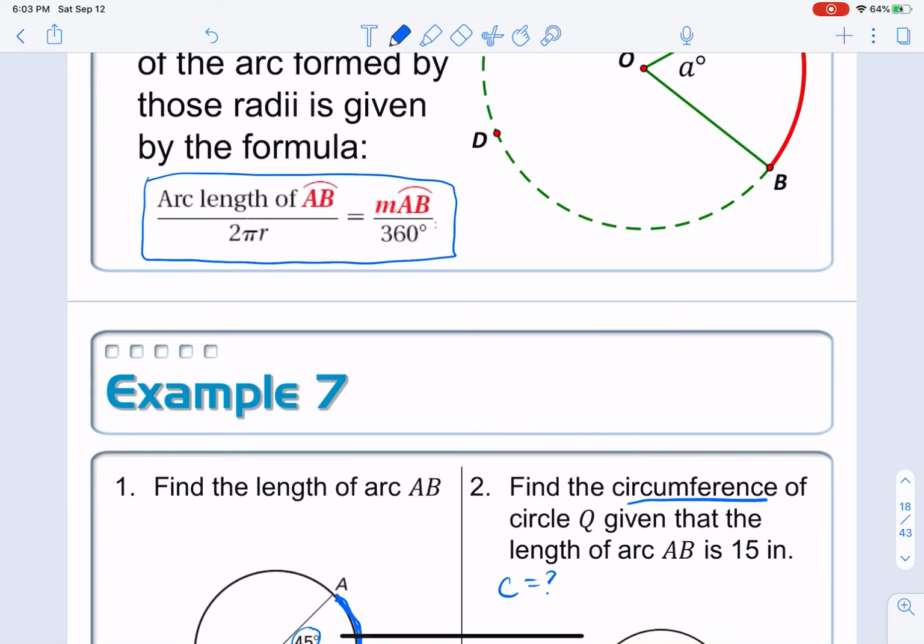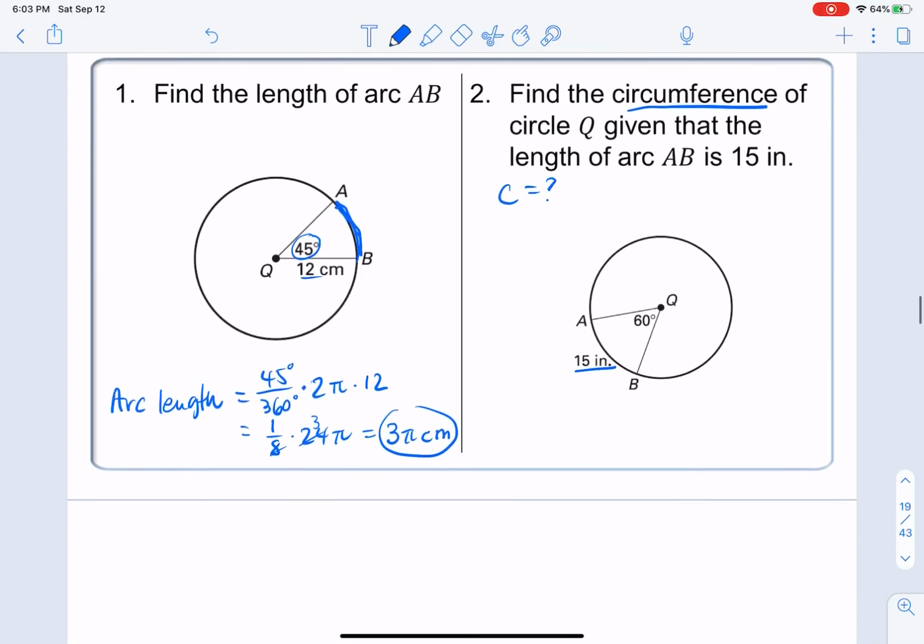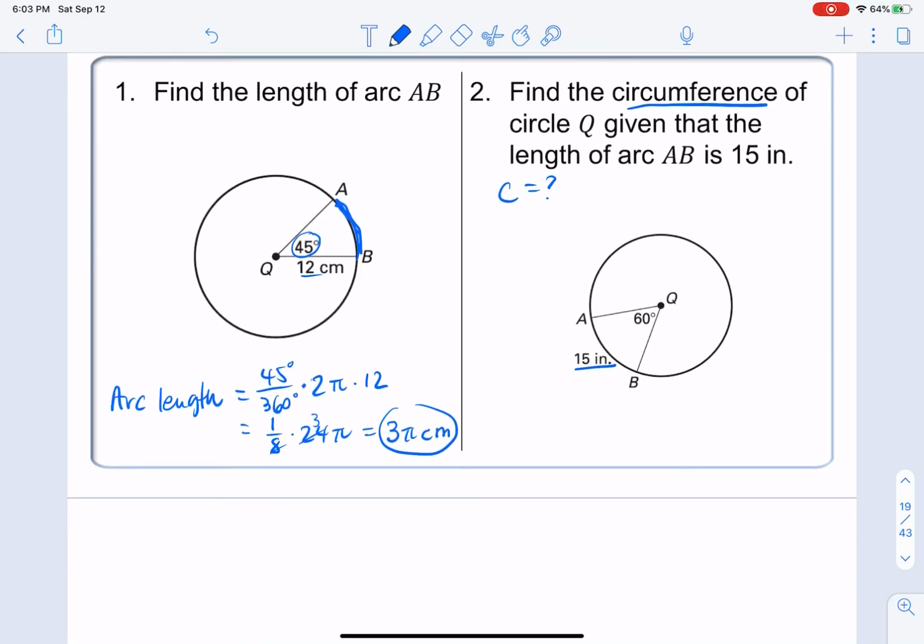We have arc length over circumference is equal to the A degrees, that's our central angle or our arc measure, out of 360. We set it up as a proportion like this. I have my arc length, which was 15 inches, over my circumference, which is what I'm looking for, should be equal to my arc measure, the angle measurement, which is 60 degrees, over 360. And now, this type of equation is called a proportion.